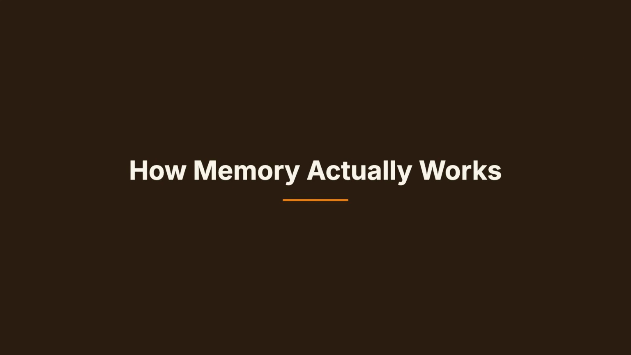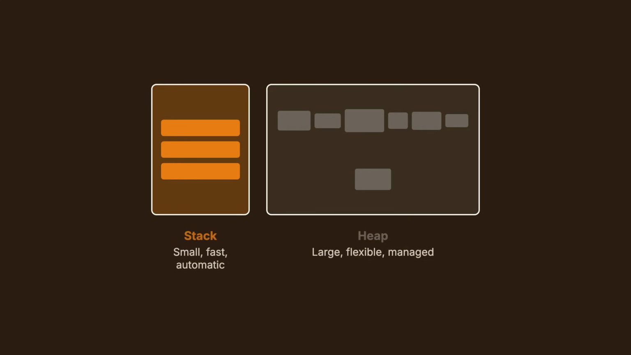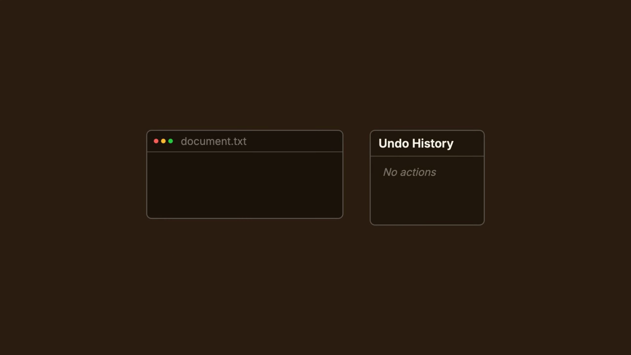Today, let's understand this better. Your program's memory is divided into two regions. One is small, fast, and automatic, the stack. The other is large, flexible, and requires management, the heap. Let's start with the stack, because it's where your function calls live. So, how does the stack work?